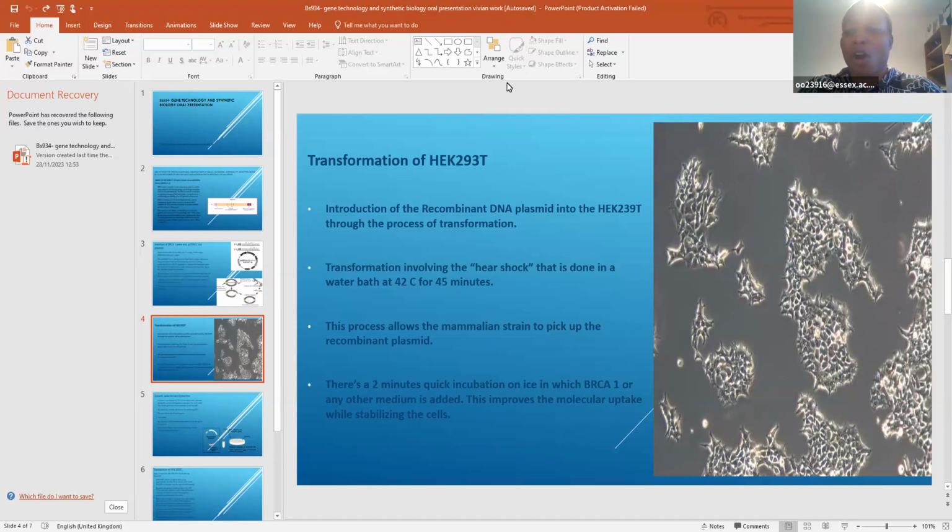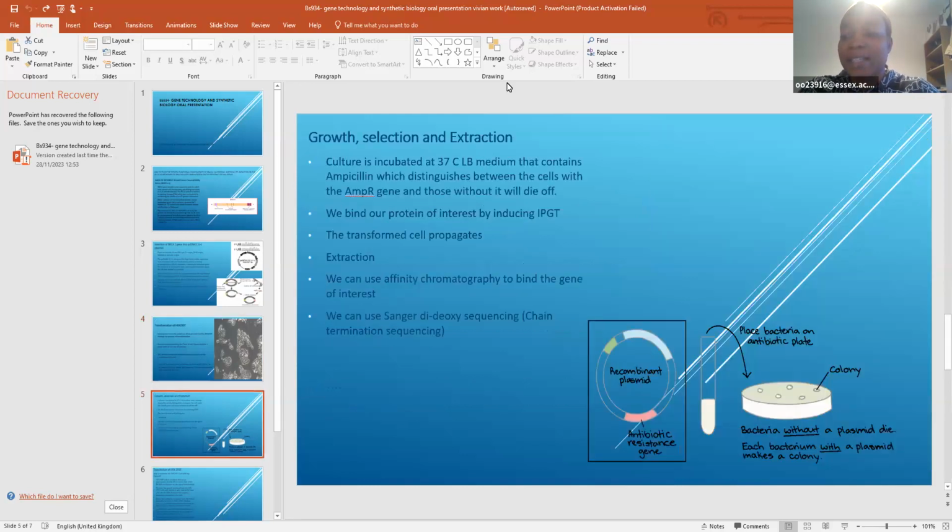Then we add our recovery medium that improves the molecular uptake, which allows the bacterial cells to pick up the recombinant plasmid. There is an incubation of the culture at 37 degrees Celsius for 45 minutes to 1 hour. Then we transfer our bacteria onto an antibiotic plate, which is the IPTG medium containing ampicillin, knowing that our vector has the ampicillin resistance gene.